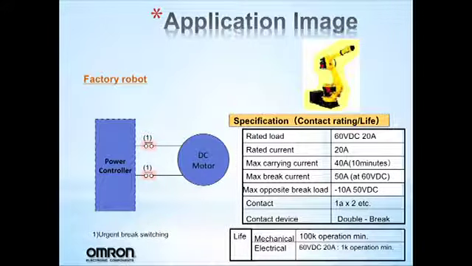DC power relays also have use in factory automation. For instance, in a factory robot, there would be 2 DC power relays used for urgent brake.